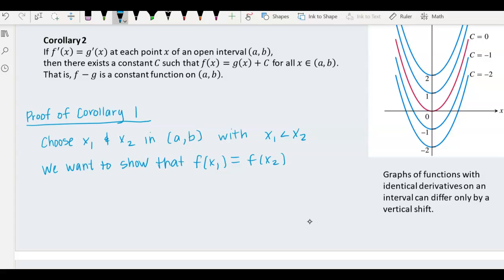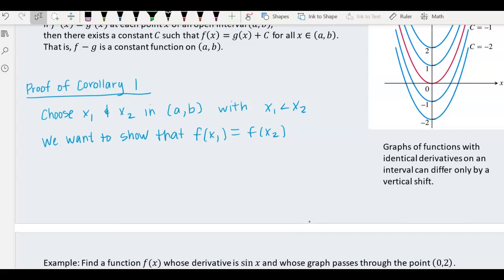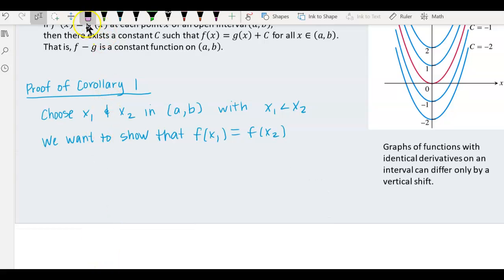We're picking two arbitrary points, and if we can show that their y values are equal, that means that the function has to be constant. Our original assumptions satisfy the hypotheses of the mean value theorem, that it's a continuous function and that they're differentiable. So we know that there's some point c in between x1 and x2 where the derivative is equal to 0.